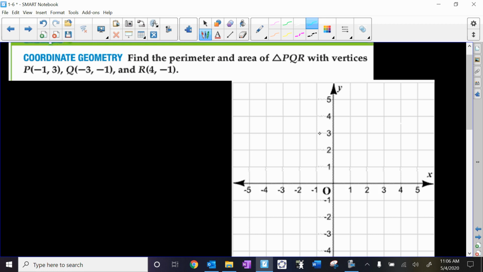(-1, 3) is going to be our point P. Q is at (-3, -1). And R we're going to say is at (4, -1). Drawing our shape here.